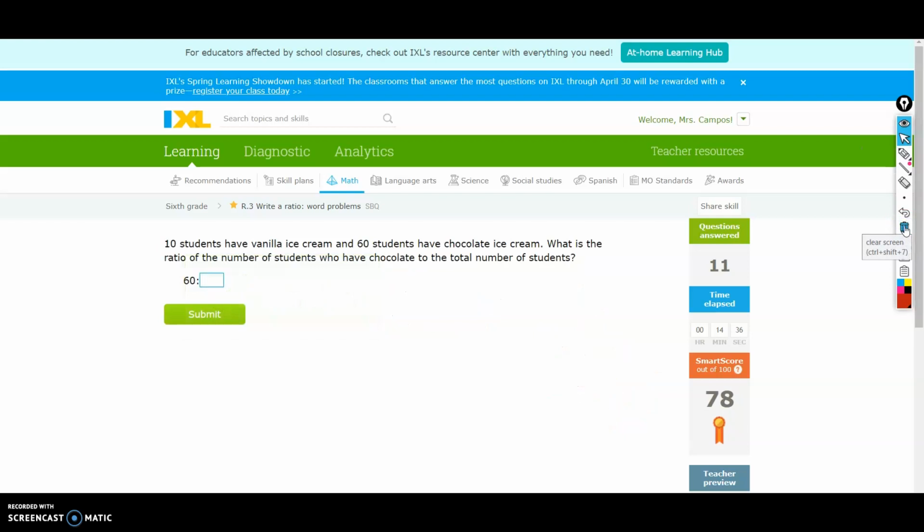All right, we're at a score of 78. We're almost to the 80. All right, 10 students have vanilla ice cream. Let me get my pen out again. So 10 have vanilla and 60 students have chocolate ice cream. What is the ratio of the number of students who have chocolate to the total number? So chocolate, we have 60, which is the given number right here. So then we need to figure out the total. So 60 plus 10, we can do that in our head. That's 70.